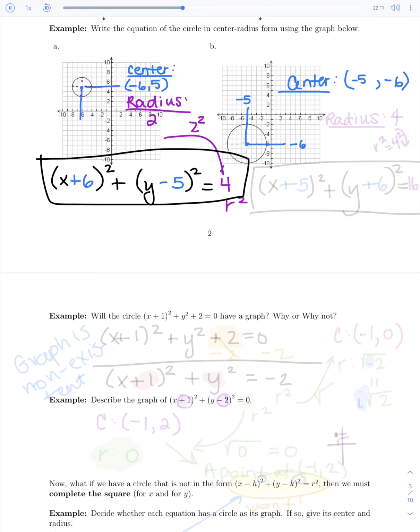Just like all of the other problems, I still need a radius, which means how many am I going out in every direction from the center? So I'm going 1, 2, 3, 4 up, 1, 2, 3, 4 to the right, 1, 2, 3, 4 down, and 1, 2, 3, 4 to the left. So that means our radius is 4.